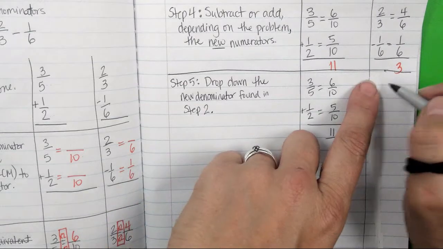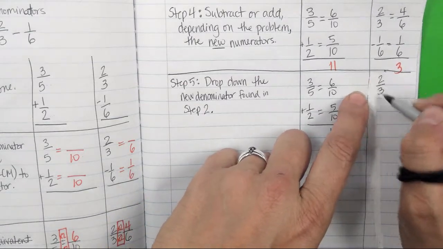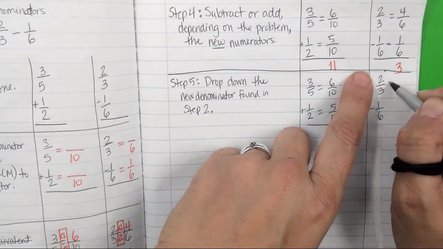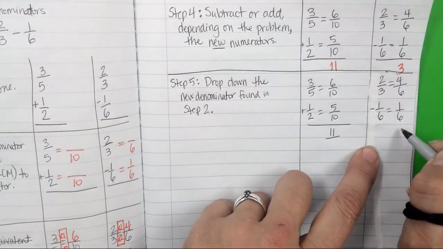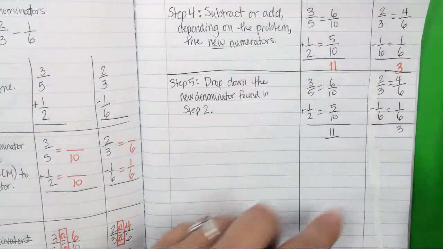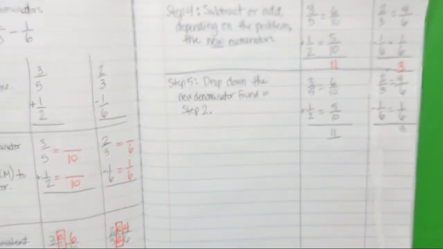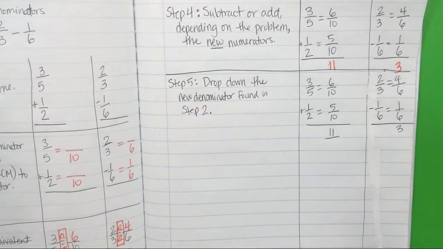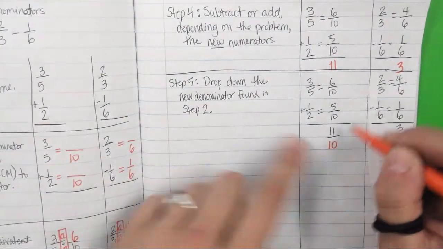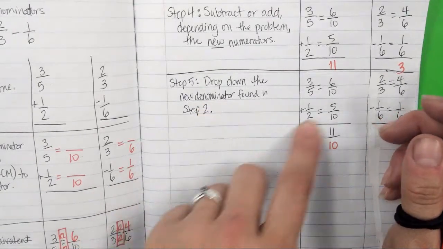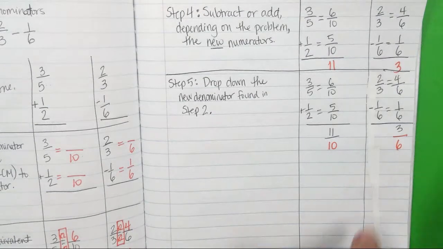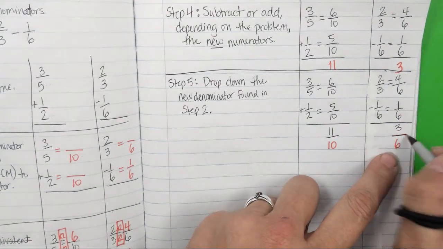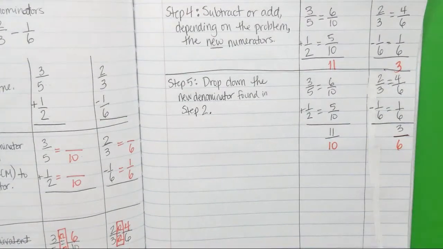11. We got 2/3 minus 1/6, which equals 4 over 6, 1/6, and we've got 3, right? So all we're going to do, remember, adding and subtracting fractions, the denominator stays the same. And unlike denominators, your denominator becomes the new denominator. All right? Okay.